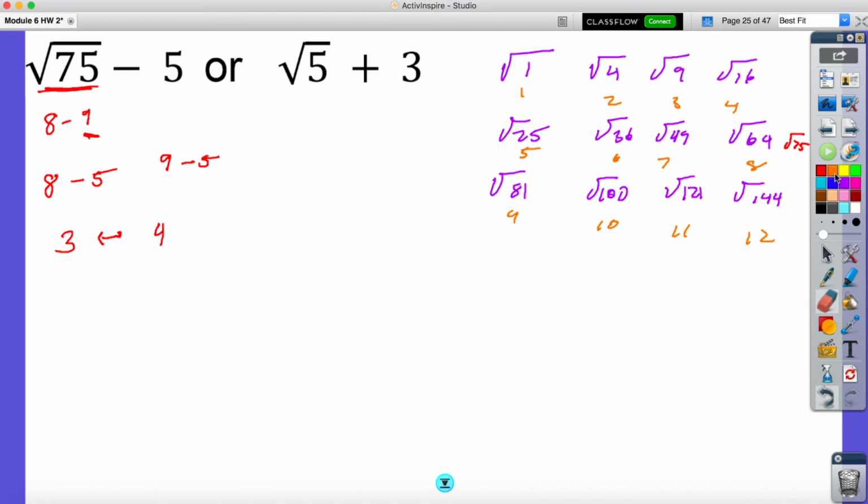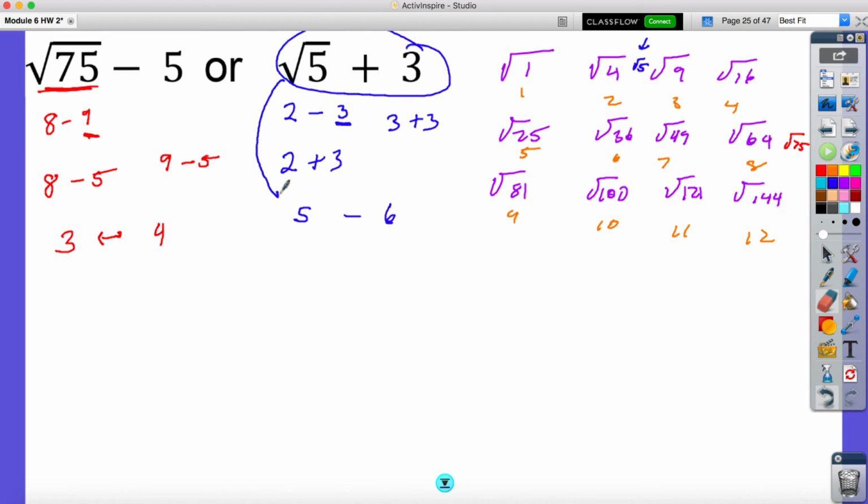So now what I'm going to do is look at radical 5. Radical 5 falls right in between 2 and 3. So I know this number is between 2 and 3. If I took the low end, which is 2, this would be 2 plus 3, which is 5. If I took the higher end, which would be 3, that would be 3 plus 3, which is 6. So I know radical 5 plus 3 is somewhere in between 5 and 6, while radical 75 minus 5 is somewhere between 3 and 4. Therefore, in blue, this is the bigger value.